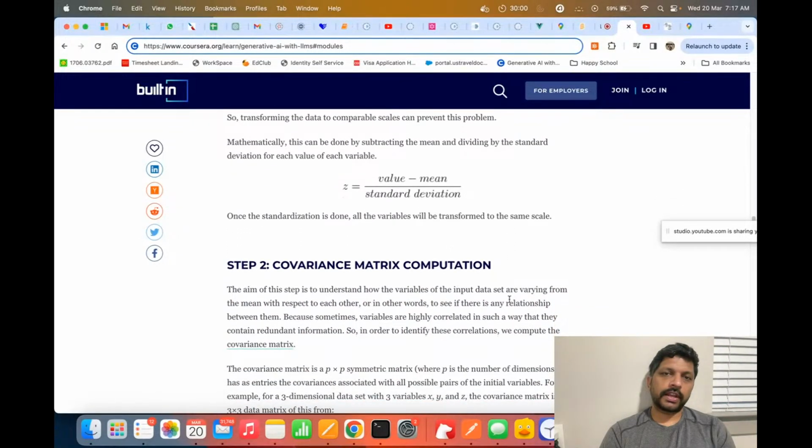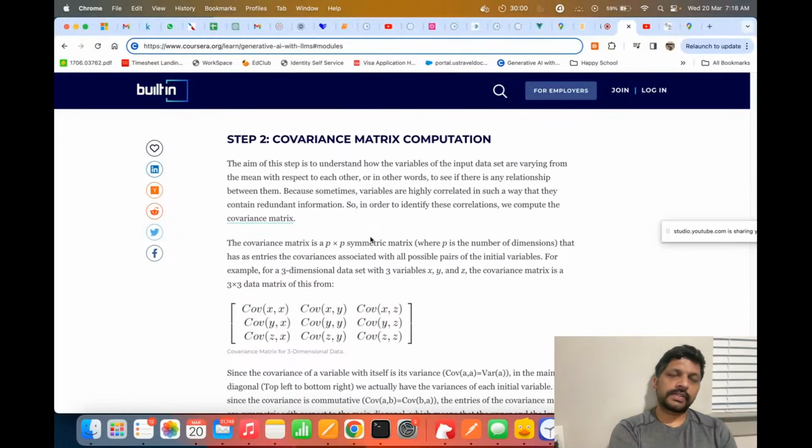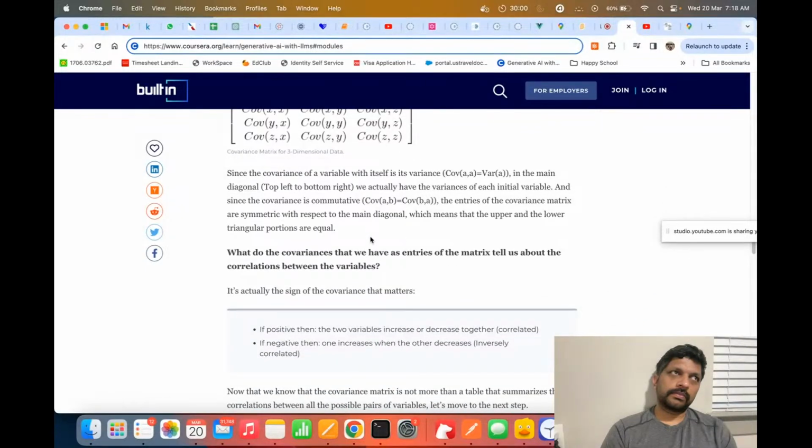Then going back to the blog, standardization is done using this formula. Covariance matrix computation. This I tried to see. So covariance of x comma y is nothing but the sum over i equal to 1 to n, assuming x and y belong to the same data set, will have an equal number of values n, right? So it will be xi minus x mean into yi minus y mean, divided by n.